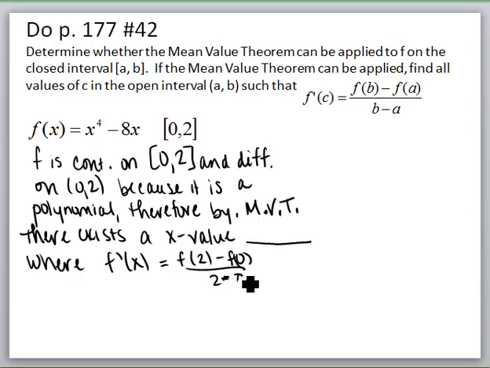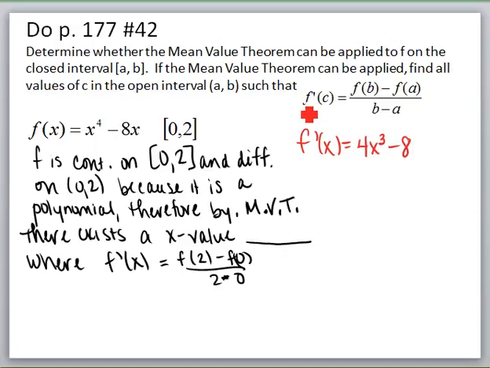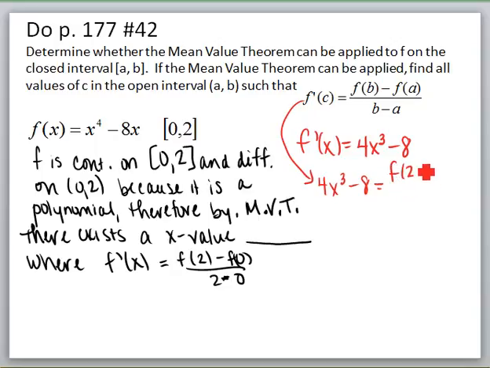In order to figure out where that occurs, we're going to have to find the derivative. So off to the side here, I'll find the derivative. And the derivative would be 4x cubed minus 8. Now what we want to do is use that idea and set up an equation in this form up above. So the derivative 4x cubed minus 8 equals f of b, which is f of 2 minus f of 0 all over 2 minus 0.